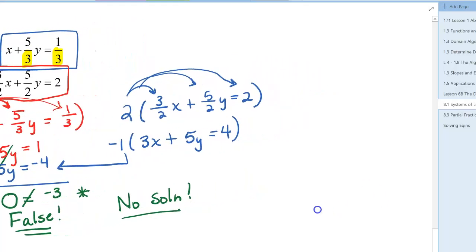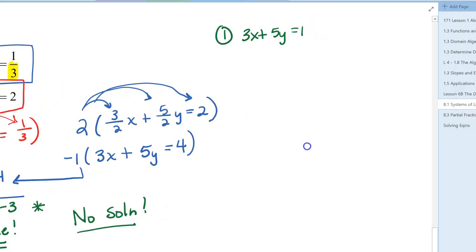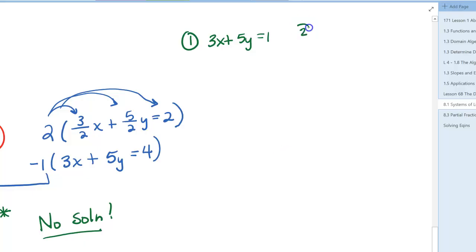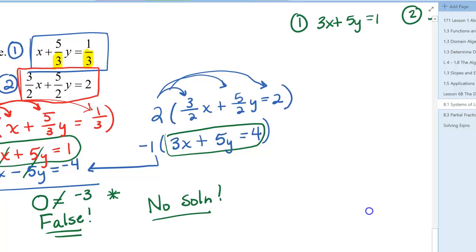So let's take a minute to do that. So I'm going to take 3x plus 5y equals 1. That's my first line. And 3x plus 5y equals 4. That was my second line. So that's what I got when I multiplied by 3. And that's what I got when I multiplied this equation by 3.